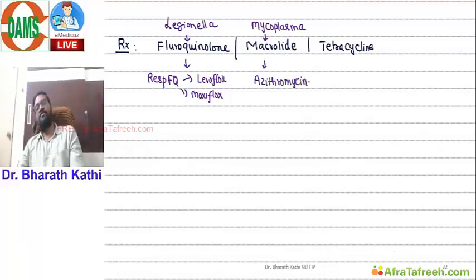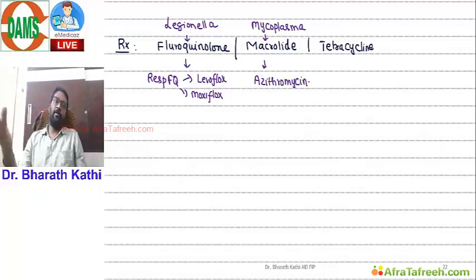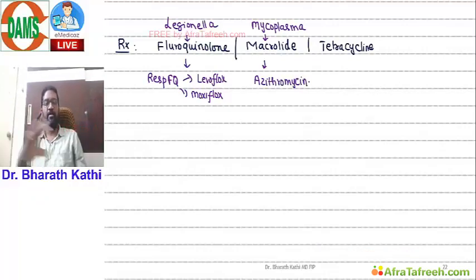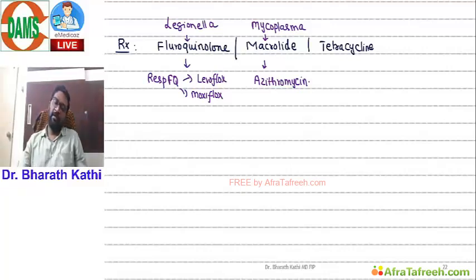So in community setting, depending upon the availability, whether it is Mycoplasma or Legionella, you can give any one of the following: fluoroquinolone, macrolide or tetracycline. But if they ask you specifically what is best for Legionella, it is respiratory fluoroquinolone. Best for Mycoplasma is macrolide, azithromycin. Now we have discussed 5 community acquired pneumonias.